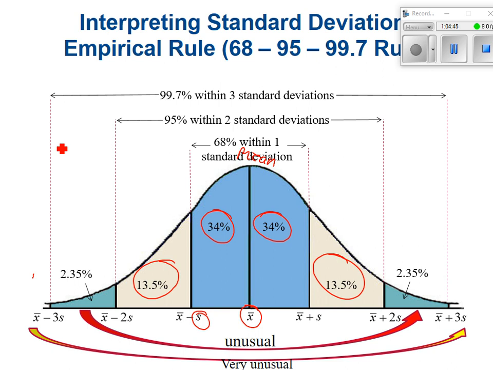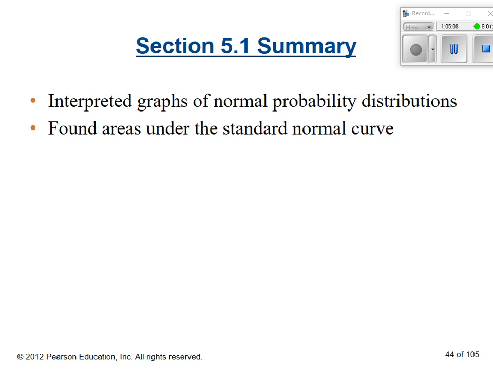Anything that falls in here is considered unusual, and you can't see this, but anything that falls out here on either end past 3 standard deviations is considered very unusual. I'm not sure why my slide's down so far. So anything past 2 standard deviations is unusual. Anything past 3 is considered very unusual.